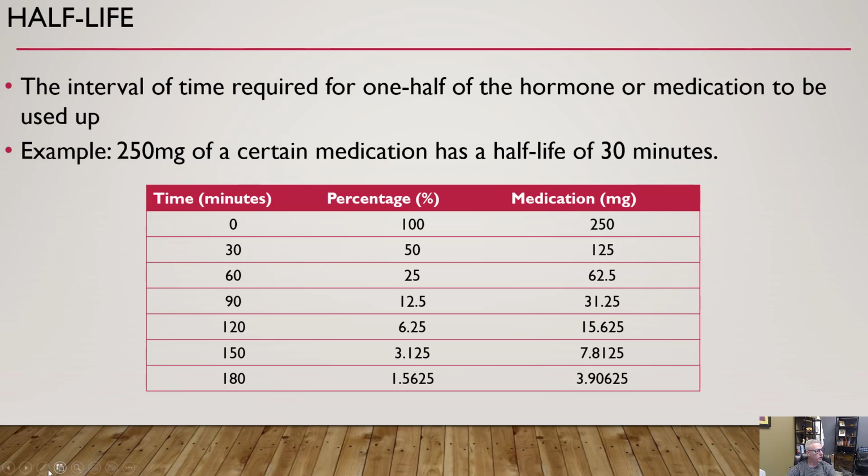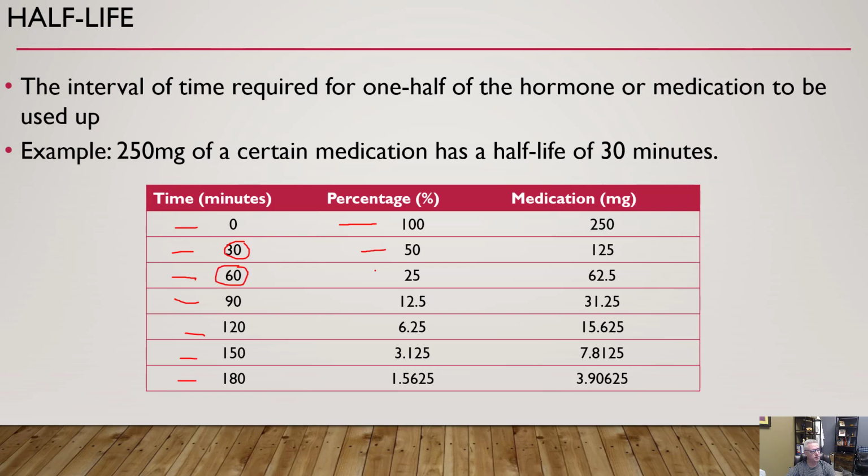So when we have a half-life of 30 minutes, we're just going to do our time here. Time 0, 30 minutes, 60 minutes, 90 minutes, 120, 150, and 180. Then for our percentage, we're just going to chop it in half every 30 minutes. We start out with 100% of the drug, and after 30 minutes, we have 50% of the drug left.